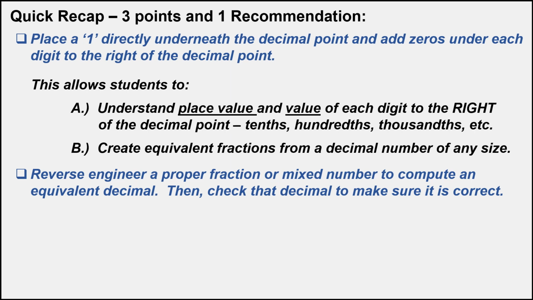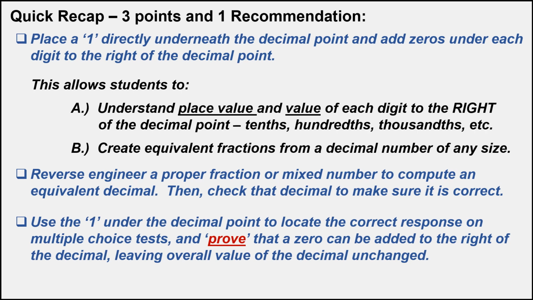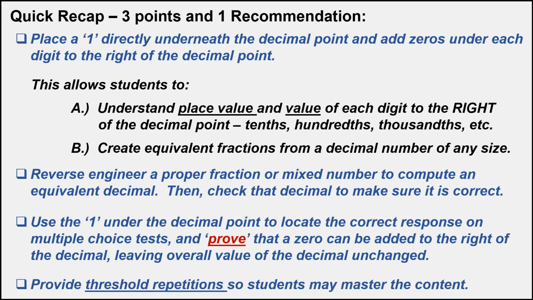Then check that decimal to make sure it's correct. Point 3. Use the 1 under the decimal point to locate the correct response on multiple choice tests. And prove that a 0 can be added to the right of the decimal, leaving the overall value of the decimal unchanged. And a recommendation. Teachers, please provide threshold repetitions so students may master the content.